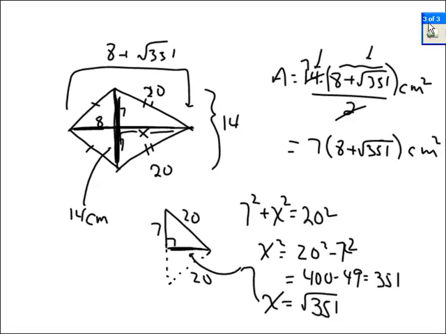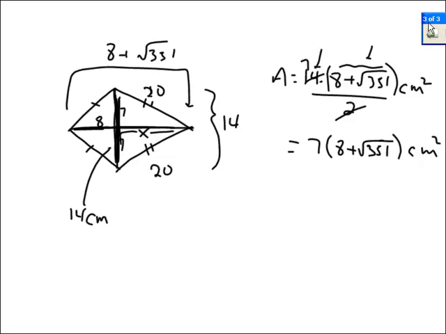centimeters squared. Now, just notice something. 9 goes into 351. How did I know that 9 goes into 351? Because when I add up the digits, 3 plus 5 plus 1, the sum is 9, and 9 goes into 9. Then 9 goes into this number.